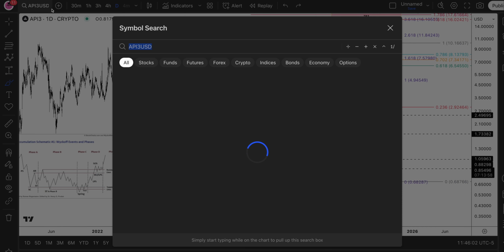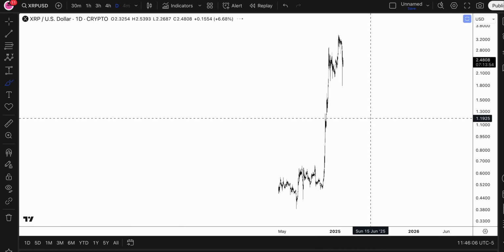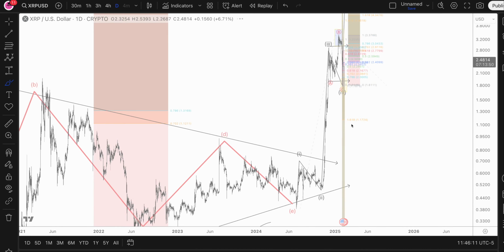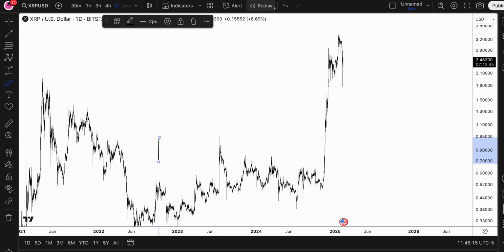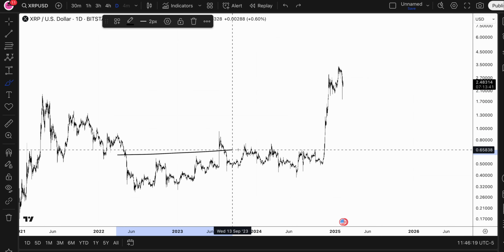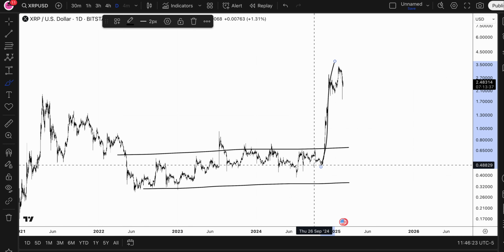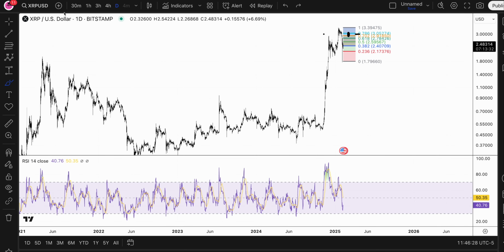Like for example with XRP, it never really had the backup phase. I'll show you XRP here. So look at XRP. When XRP broke out, it didn't really come back down for your backup phase. It just went off. So sometimes in crypto it may not happen, depending on how much pent up energy there is within the asset.